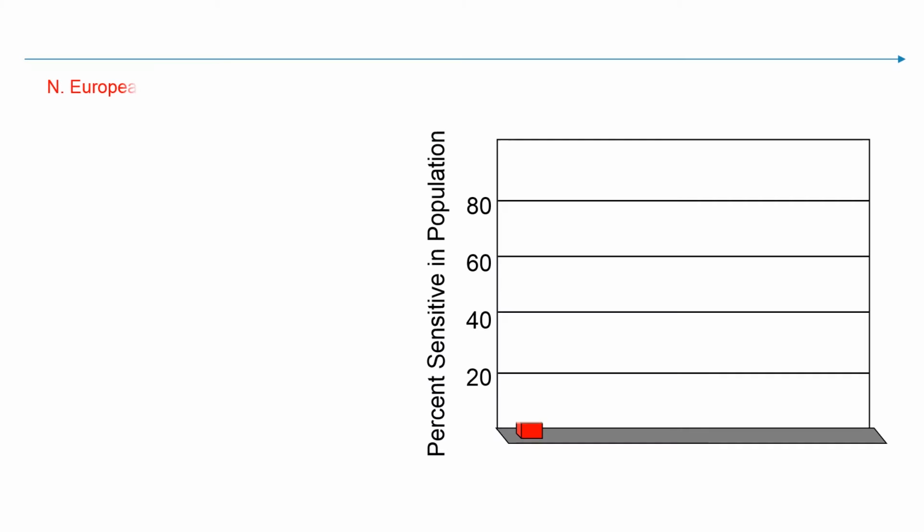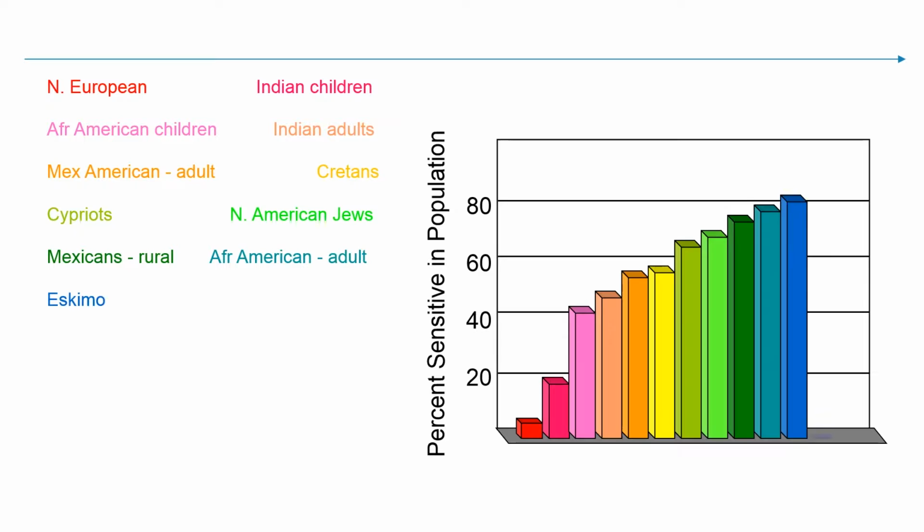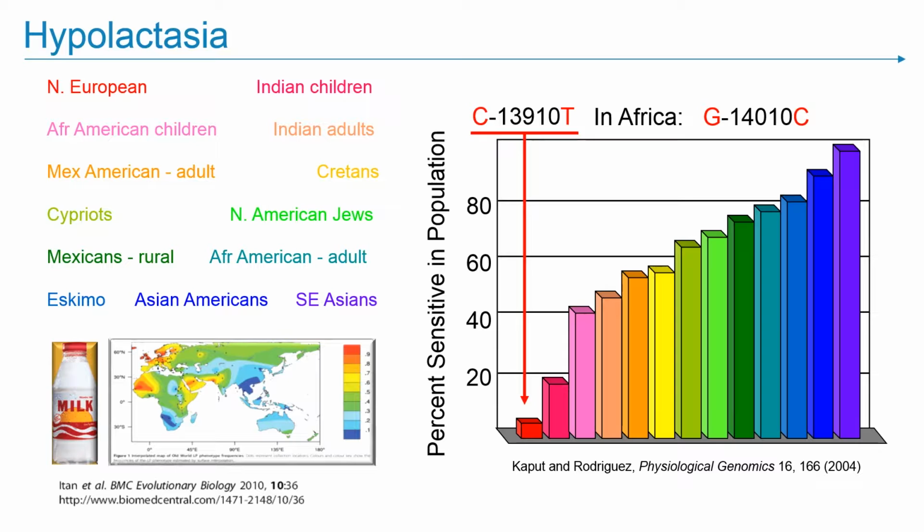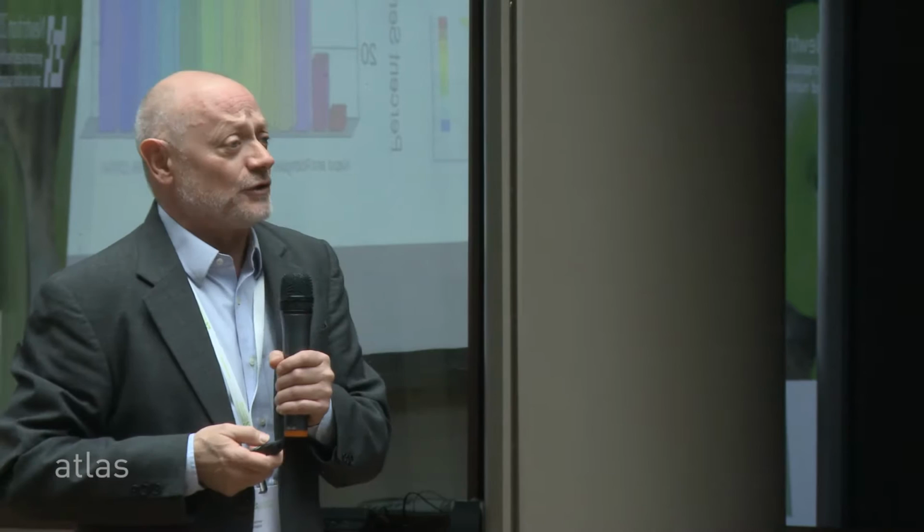But if you look across the world's nations or population groups, you'll see Northern Europeans have very little sensitivity to this nutrient. And Southeast Asians typically, if they consume a lot, will have a lot of problems. And it's gastrointestinal problems, diarrhea. And if you have too much, you actually could die. And this is the lactose in milk.